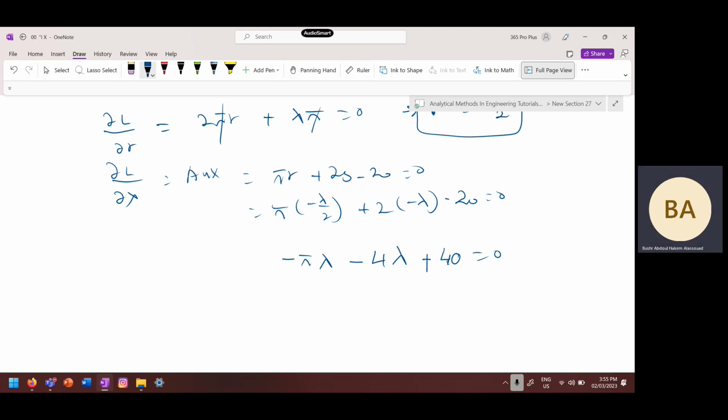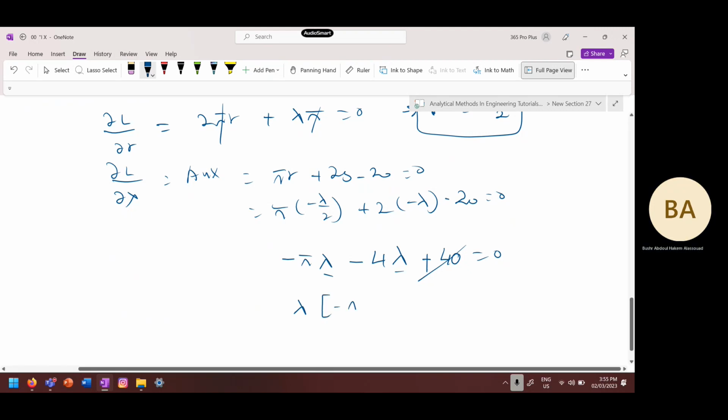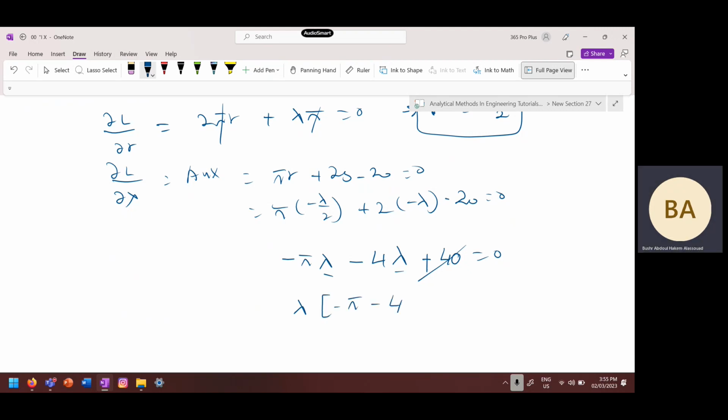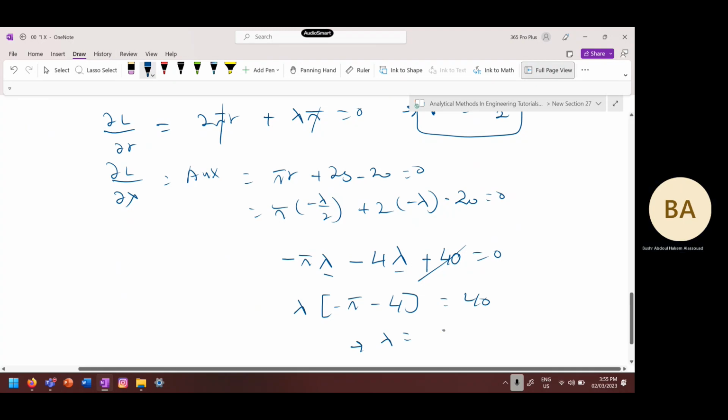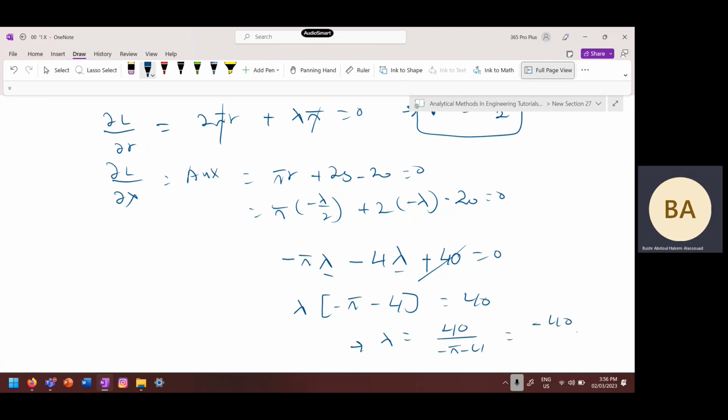Take this to the other side by positive, cancel it. Then you will get lambda as a common factor here. Negative lambda pi, negative 4. Okay, this is a negative. Okay, yes. Equals to 40. So lambda is equal to 40 over negative pi, negative 4, or negative 40 over pi plus 4.